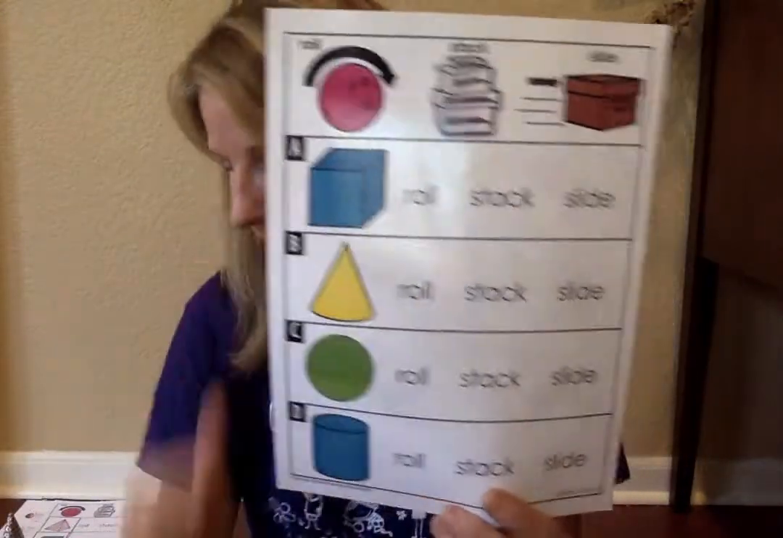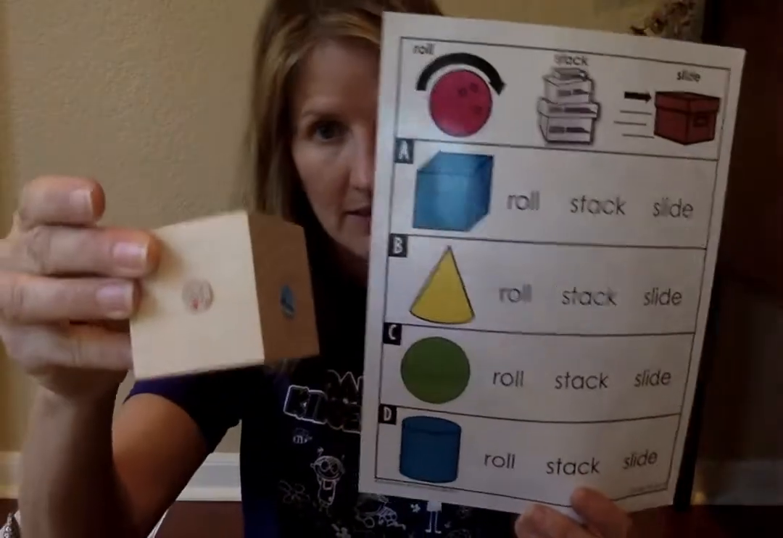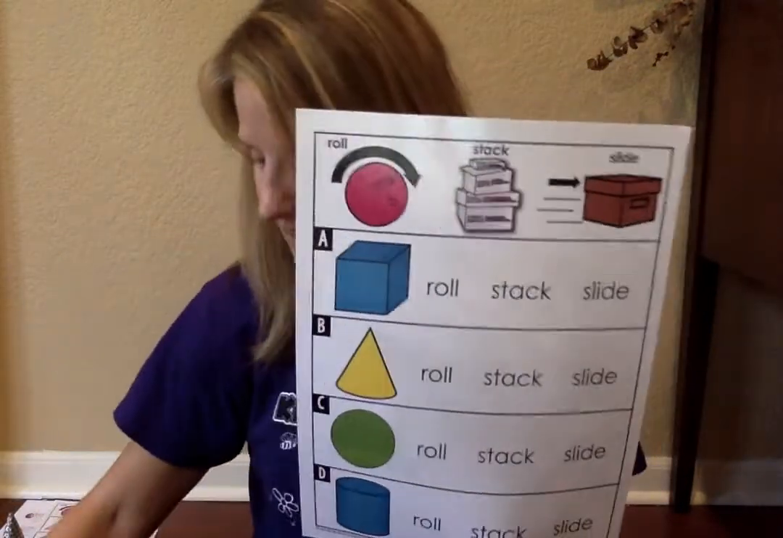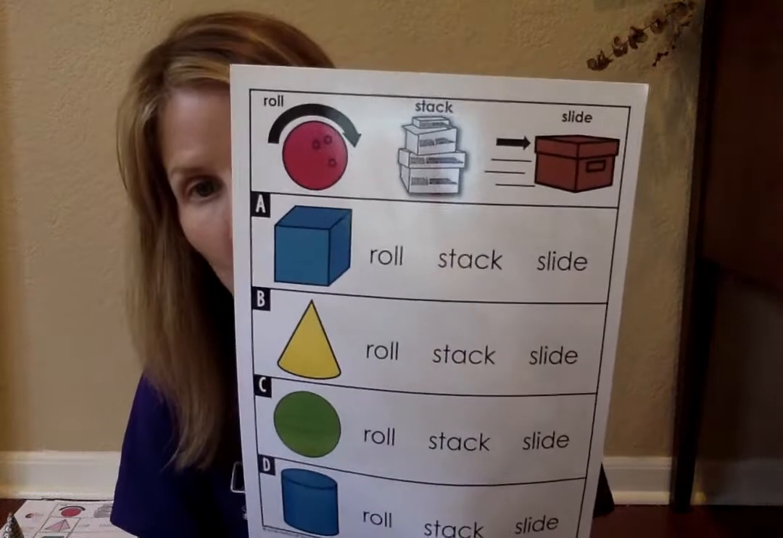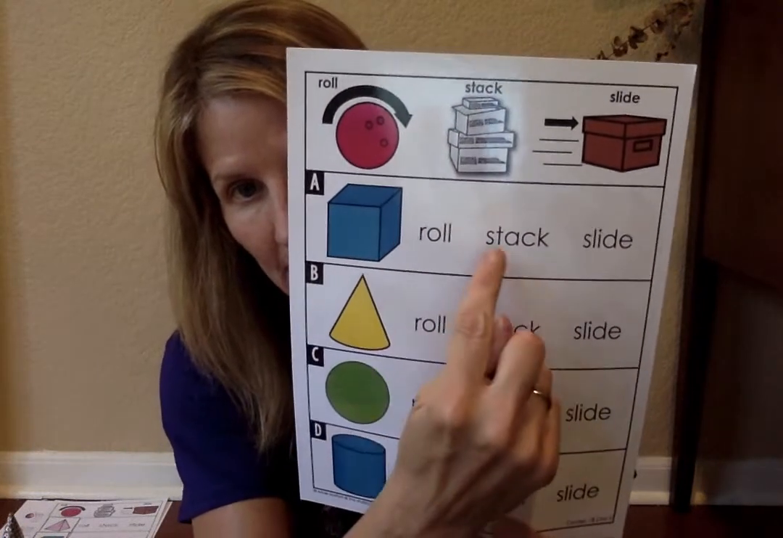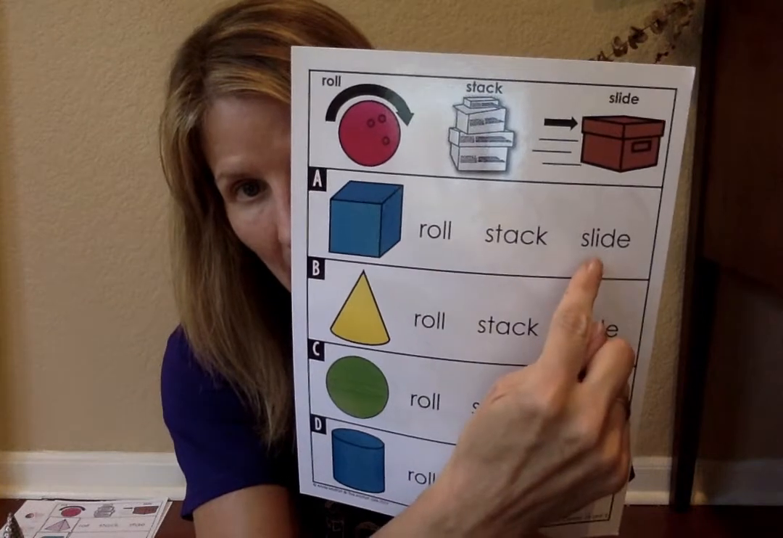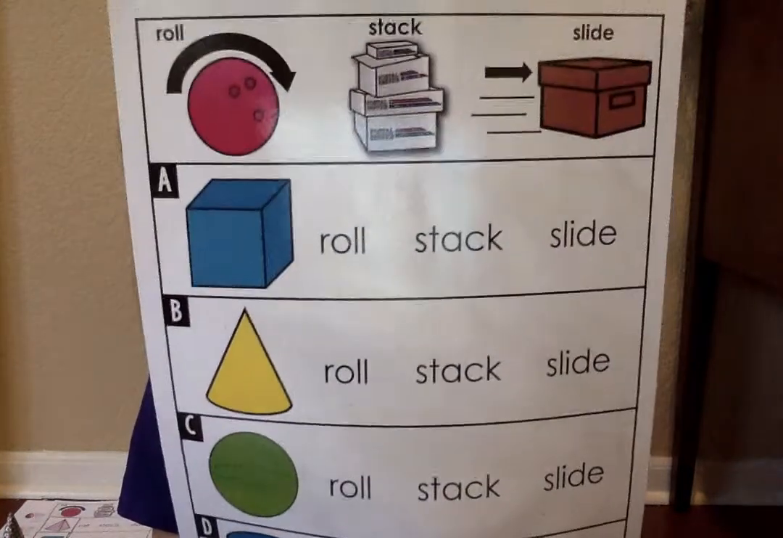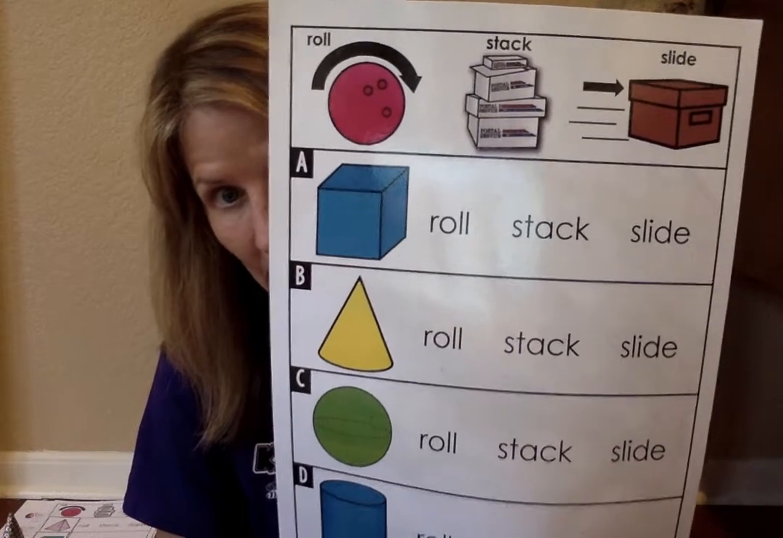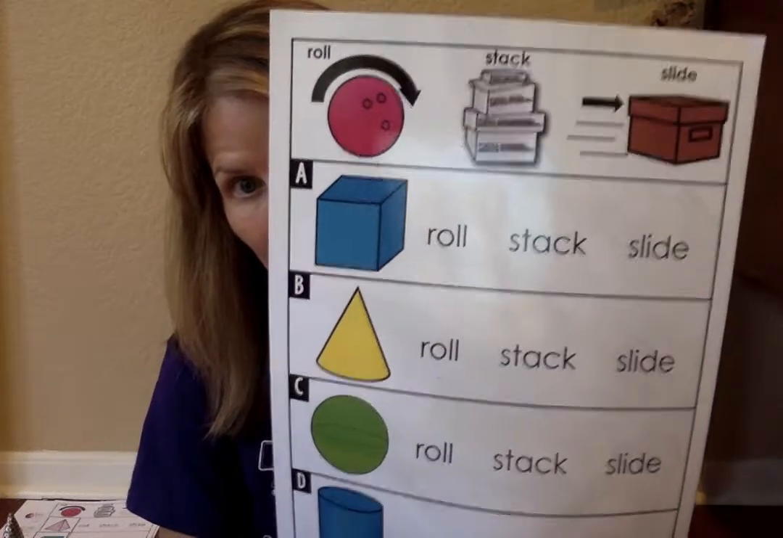What is this shape? It looks like this. 6 faces. Yes, it is a cube. Go ahead and make your prediction. Do you think a cube can roll, stack, or slide, or a combination? Point to all the ones you think it can do. And then we're going to test out your theory. All right, stack, slide, and roll.